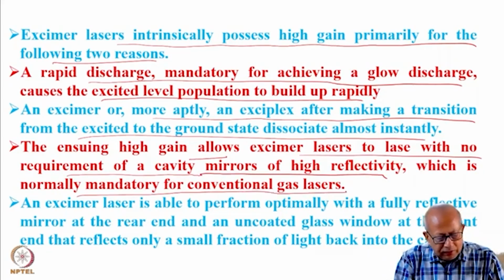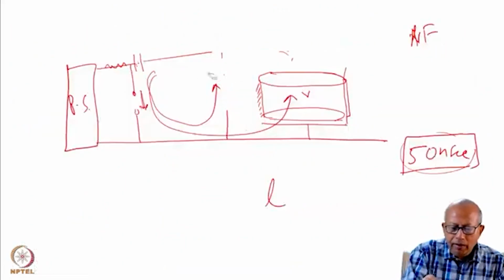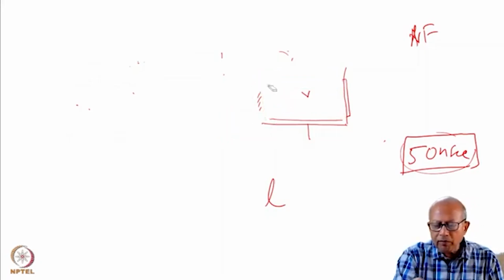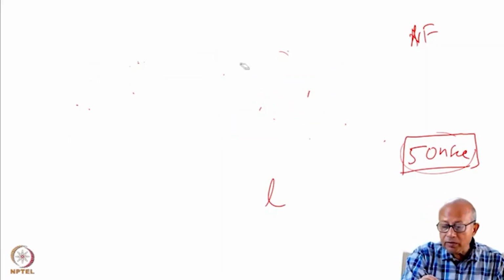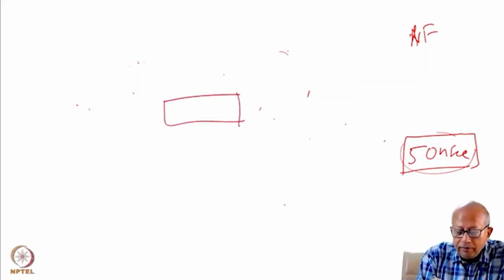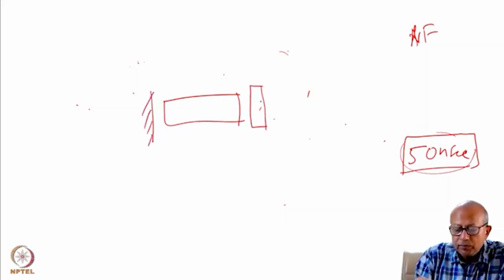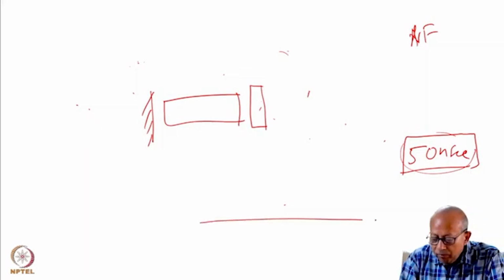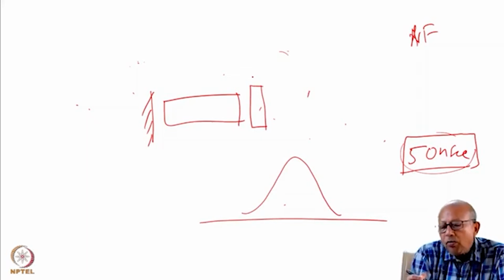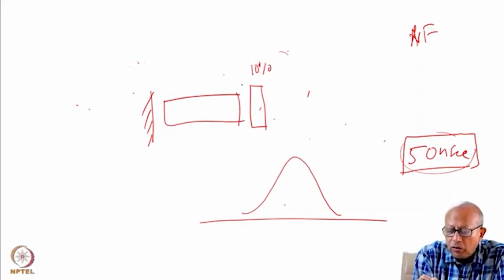which is normally mandatory for conventional gas lasers. You see, you know that for operation of a laser, the gain must be above the loss, otherwise lasing would not be sustained. So you have the active medium and you have the two mirrors, one is fully reflective, the other is partially transmitting. And suppose this is your gain. And depending on the transmission loss, for most conventional lasers the loss is about 10% transmission loss. So the reflectivity will be about 90%.